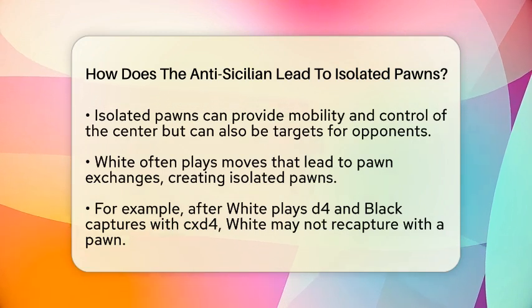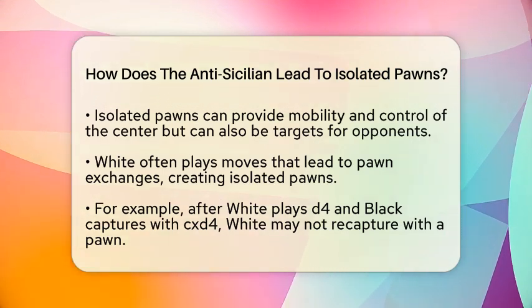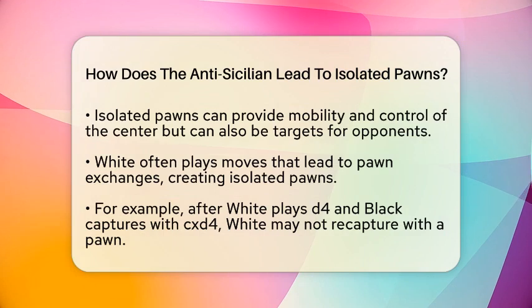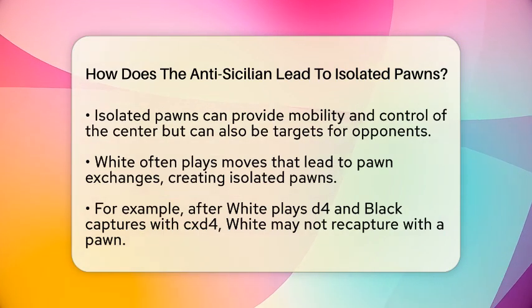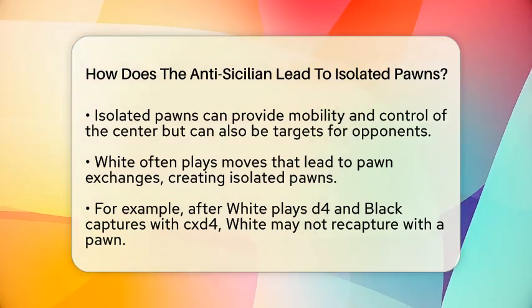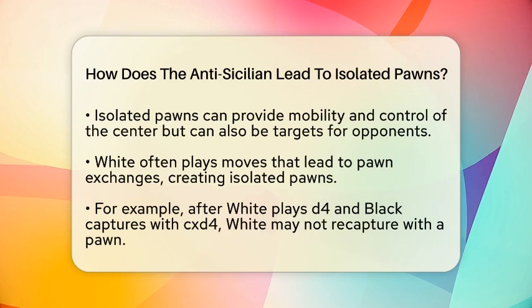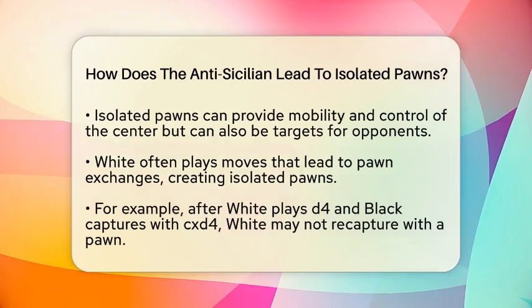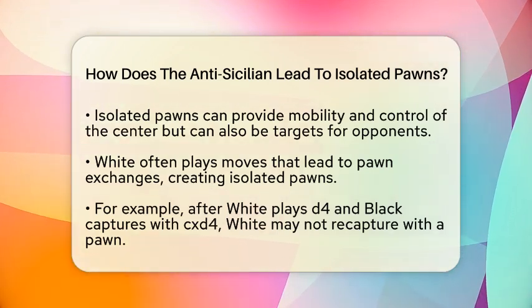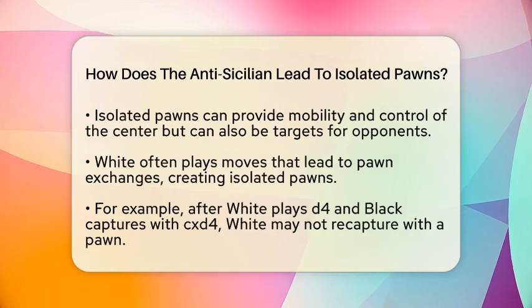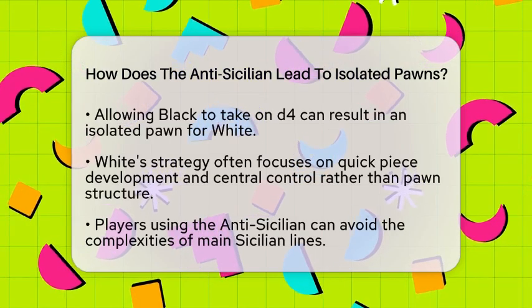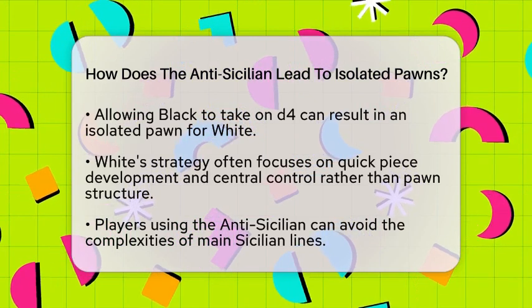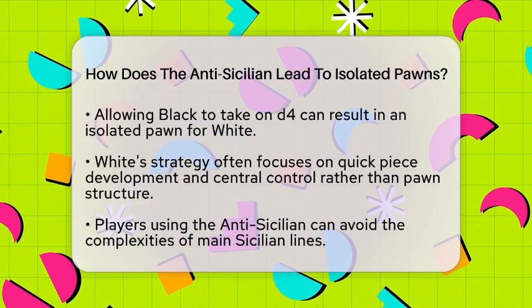In the Anti-Sicilian, White often plays moves that avoid the main lines of the Sicilian defense. This can lead to pawn exchanges that create isolated pawns. For example, if White plays pawn to d4 and Black responds by capturing with pawn c takes d4, White might choose not to recapture with a pawn. This decision can lead to an isolated pawn structure if Black captures with a pawn.